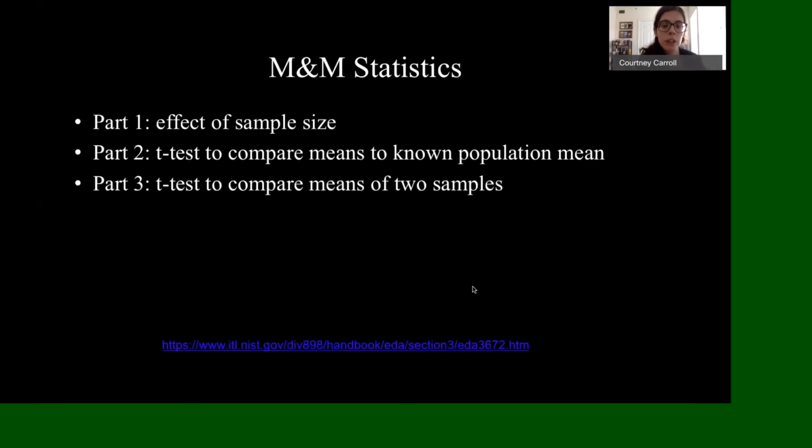What we're going to do is we're going to look at M&Ms, and we're going to see the effects of sample size. We're going to compare means to a known population, and we're going to compare the means of two samples. Now for this, I have set up the Excel for you, and you want to watch the next video to see what you're doing and what goes where in the Excel.